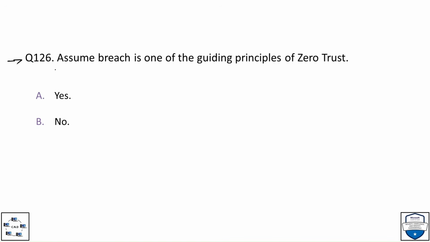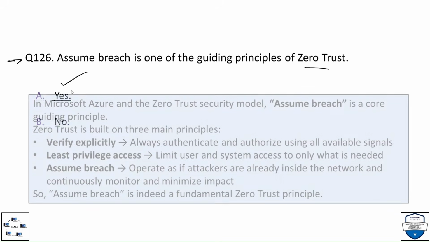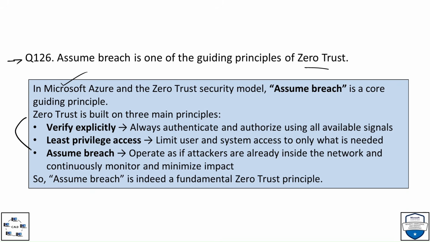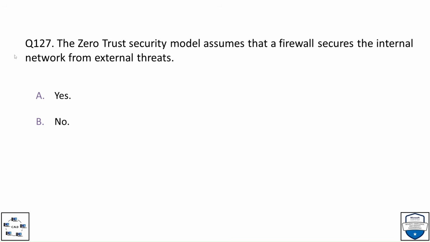Question number 1 to 6. Assume breach is one of the guiding principles of Zero Trust. So you already know the answer. Options are yes and no, and the correct option is option A, yes. So we already went through this explanation in the previous question. You can pause and go through it again if you want.